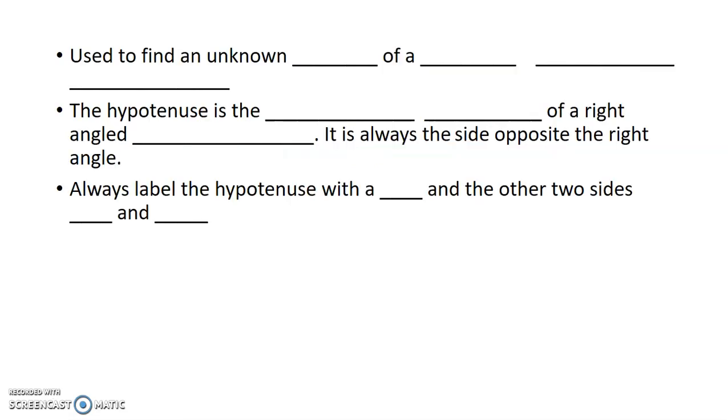So we use Pythagoras Theorem to find an unknown side. So we have to know two sides and we want the third side, and it has to be a right angled triangle.